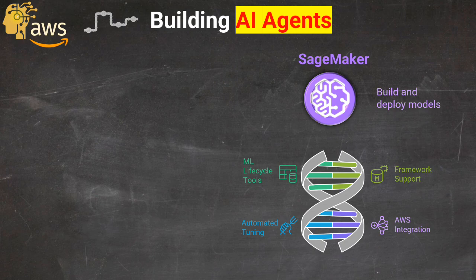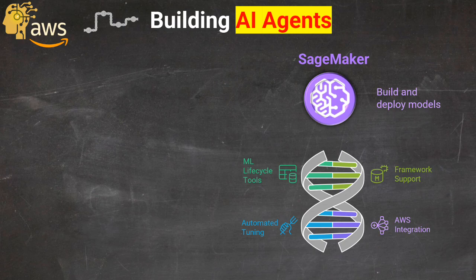It supports a wide range of ML frameworks and algorithms, giving you flexibility in your approach. SageMaker also includes automated model tuning and scaling capabilities, saving you time and effort. Finally, it integrates seamlessly with other AWS services for data storage and monitoring, creating a smooth workflow.